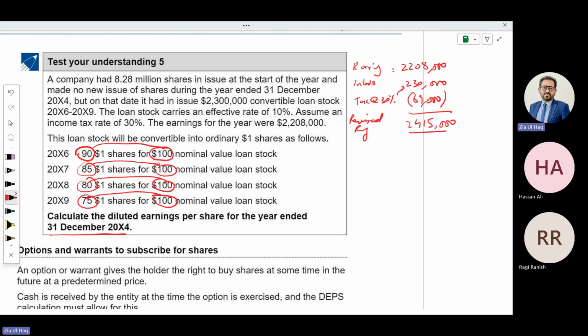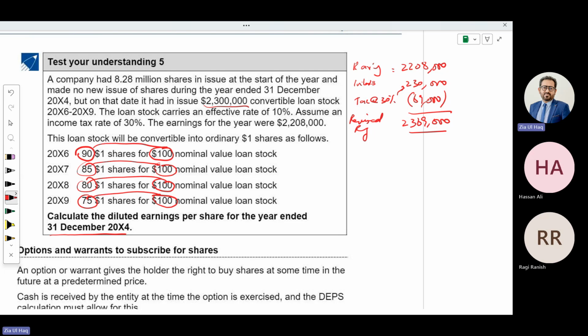Can you check whether it is 2,415,000? Something different. 2,369. That is not 2.3 million. That is 10% interest of this debt. 10% is what? 230,000. Not 2.3 million.